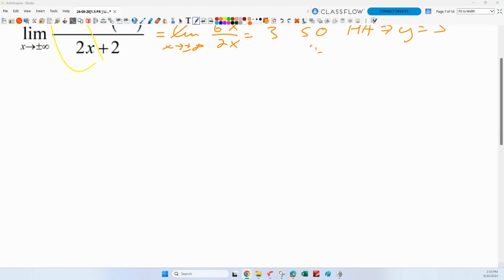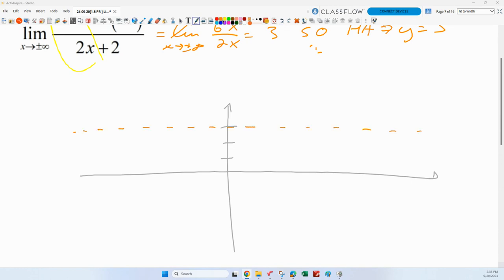If we're going to make a graph of this, so there's our horizontal asymptote. There's the line y equals 3. When we graph this thing, I guarantee it's going to stick to that when we go far to the left or the right. Yep. Can there be more than one horizontal and vertical?